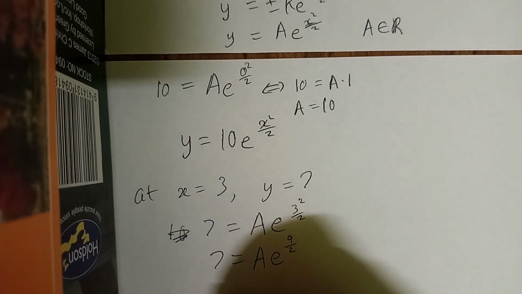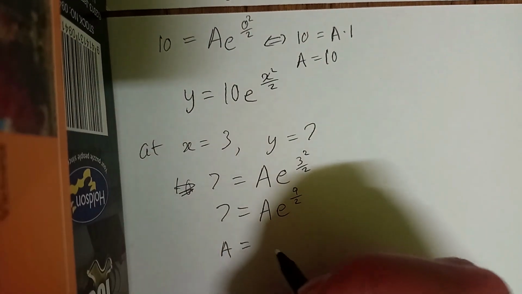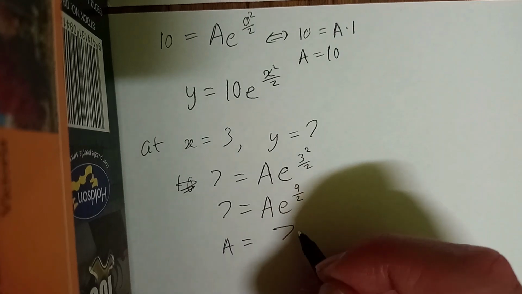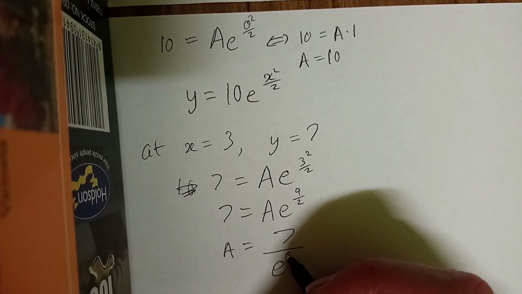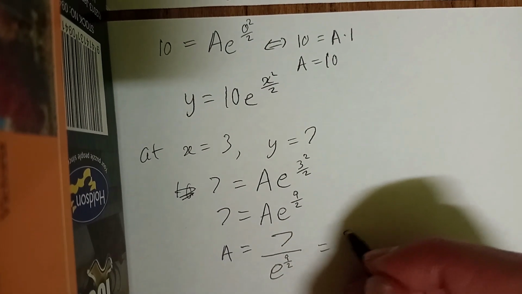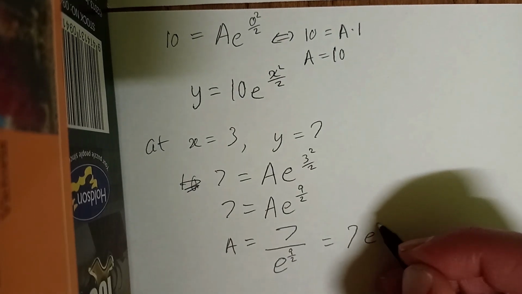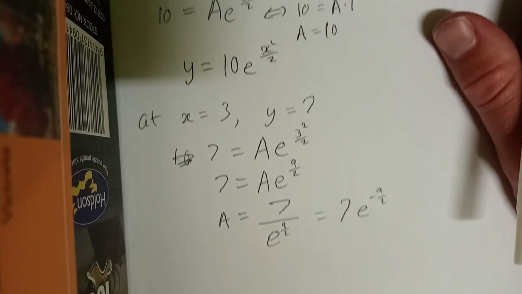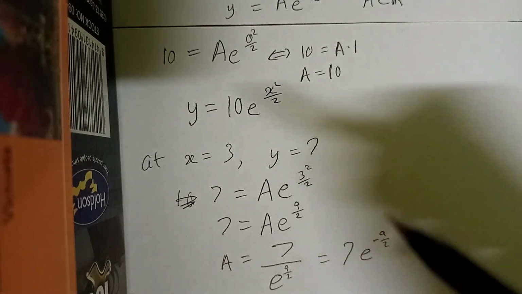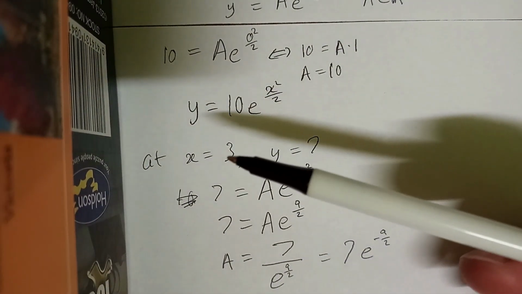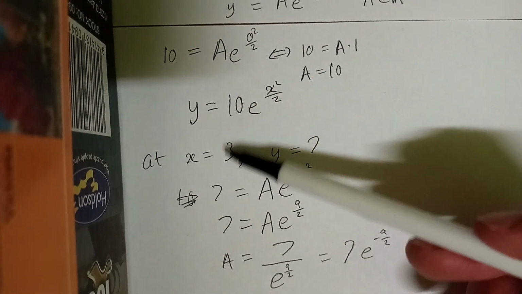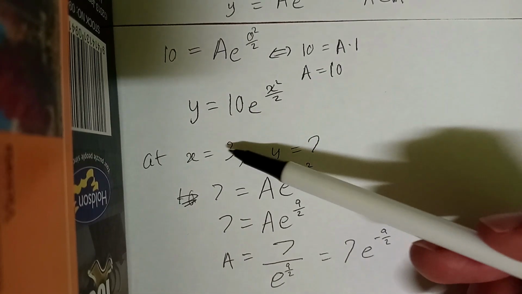So this means that a equals 7 divided by e to the power 9 over 2, or 7 times e to the negative 9 over 2. So we can see we don't get as neat a solution if we have a non-zero value in our initial condition for the independent variable.